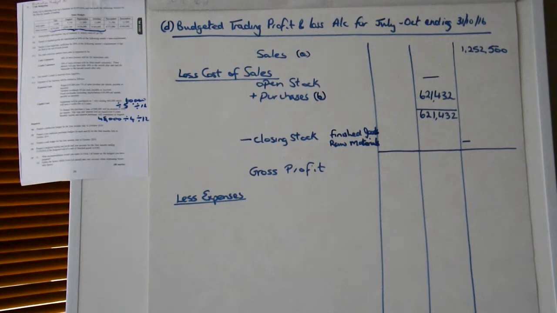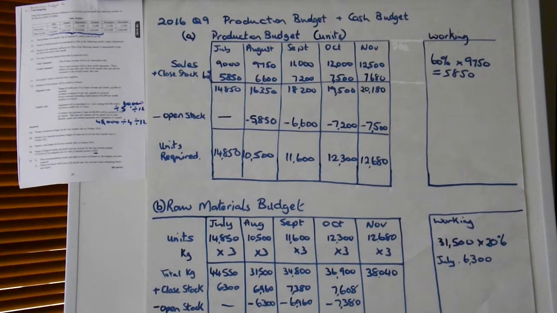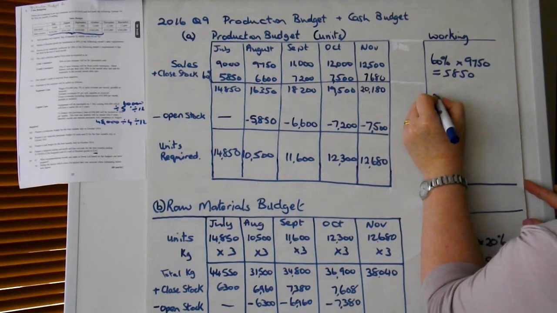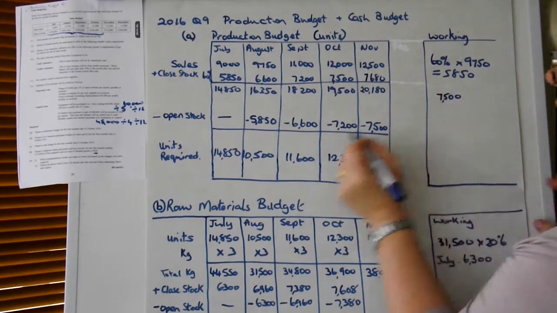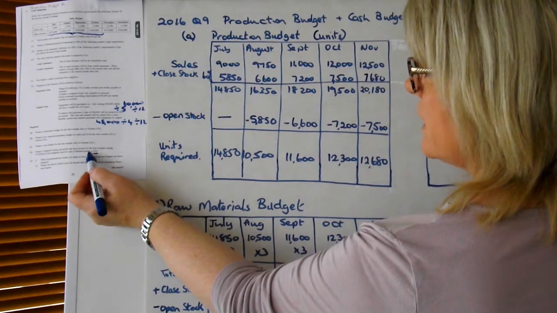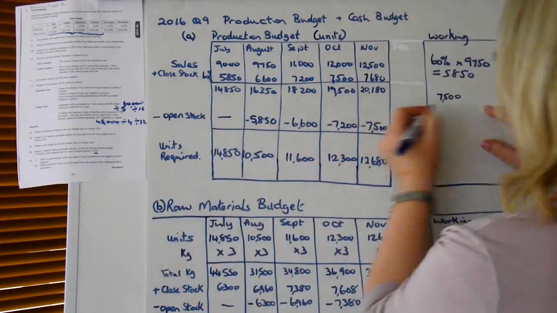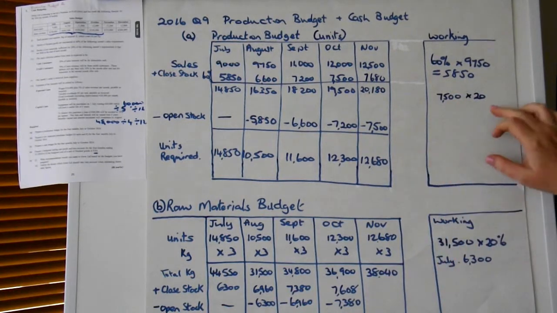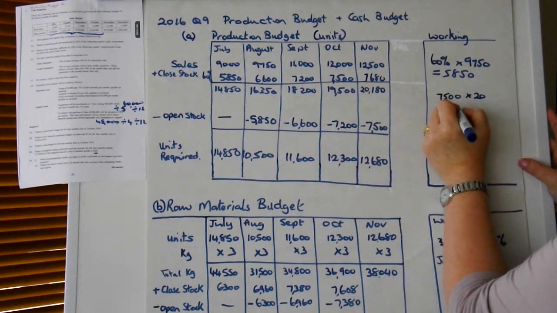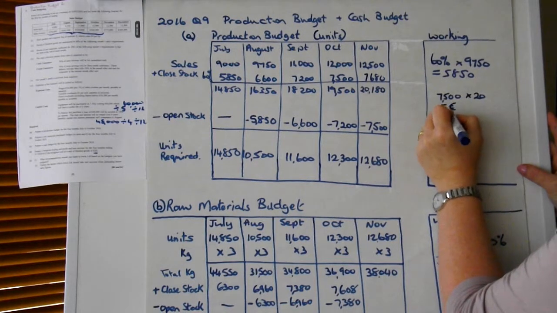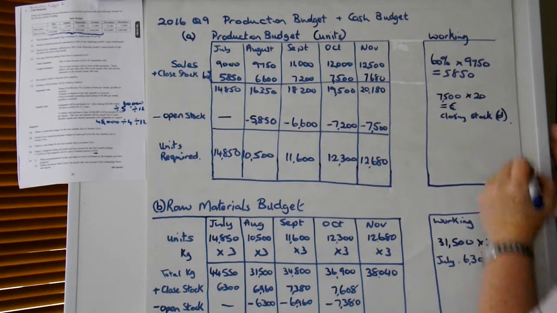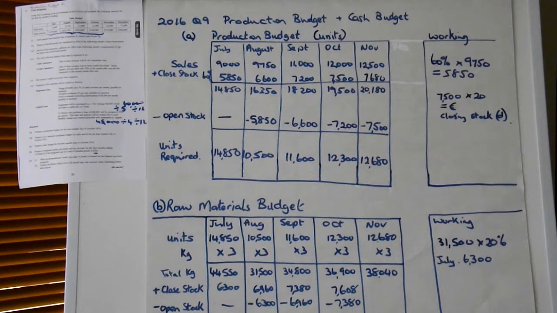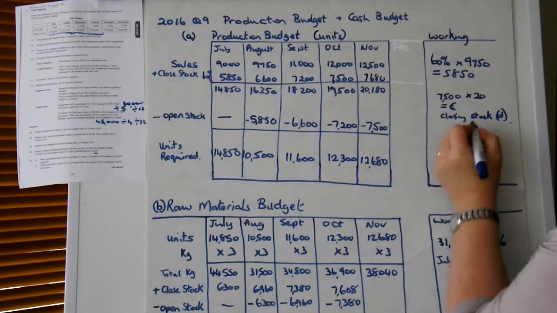So we need to get those figures. To get my stock of finished goods, I have to go back to part A, and I see that my October closing stock was 7,500, and I'm told in the question that the unit cost of finished goods is 20. So 7,500 by 20 will give you the closing stock value that I need for part D. So that works out then at 150,000.